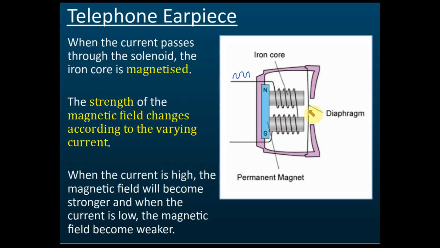Your friend talks to the mouthpiece. The mouthpiece changes the sound to electric currents, and the electric current is sent to your house. Then the electric currents produce magnetic effects on this electromagnet. The electromagnet will cause the diaphragm to vibrate, and when it vibrates, it will produce a sound again. So that is how it works.